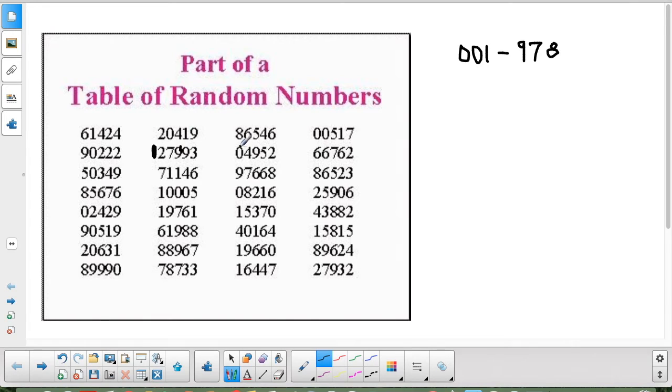Groups of 3, and so on. Now, a lot of times they'll tell you where to start. This way we all get the same answers.